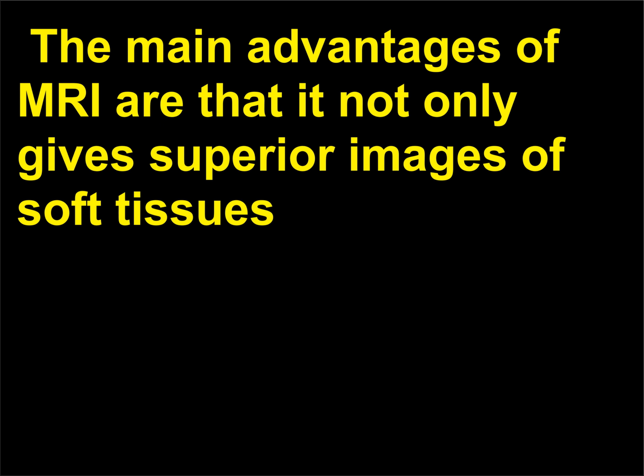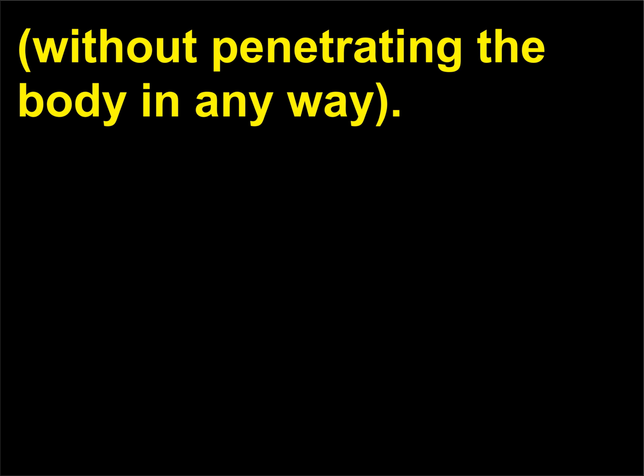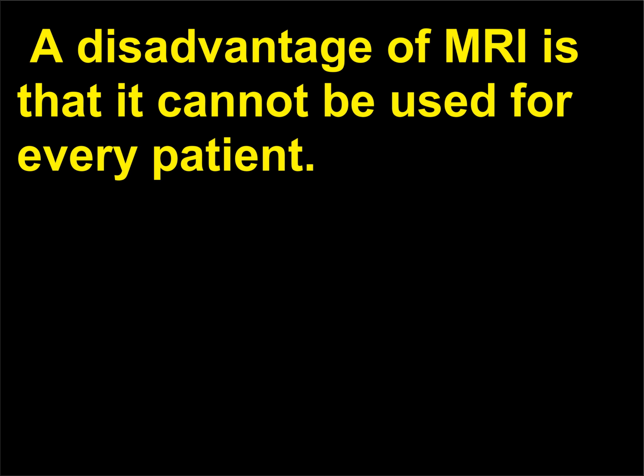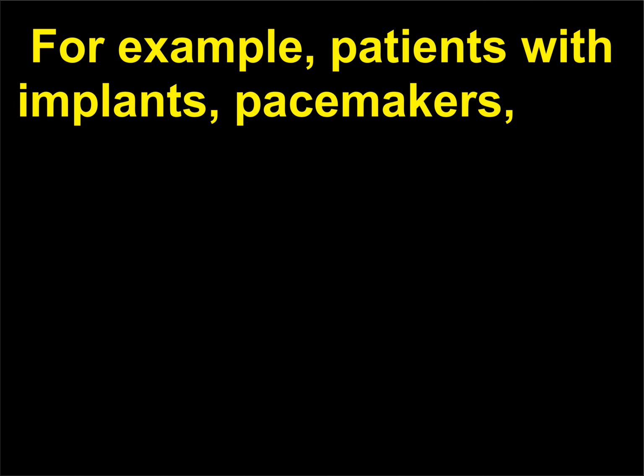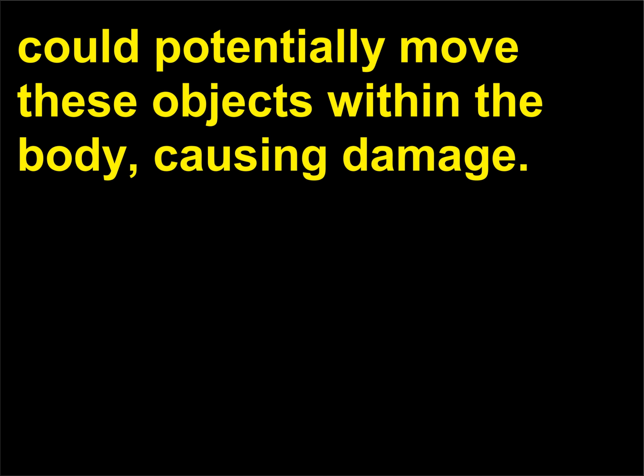The main advantages of MRI are that it not only gives superior images of soft tissues, like organs, but it can also measure dynamic physiological changes in a non-invasive manner, without penetrating the body in any way. A disadvantage of MRI is that it cannot be used for every patient. For example, patients with implants, pacemakers, or cerebral aneurysm clips made of metal cannot be examined using MRI because the machine's magnet could potentially move these objects within the body, causing damage.